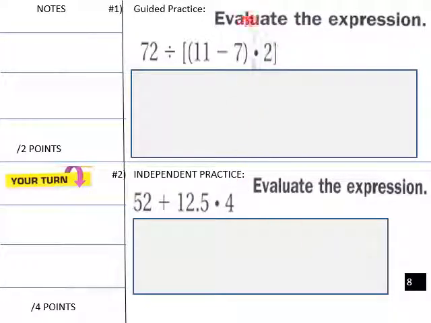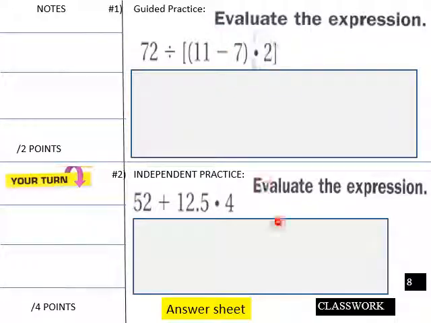Let's go into an example now to test our skills of order of operations. Evaluate this expression here: 72 divided by, we have a bracket here, the quantity 11 minus 7 multiplied by 2, close bracket. So how will we evaluate this expression here? Students, this is yours down here. But we'll go ahead and do this, our guided practice.